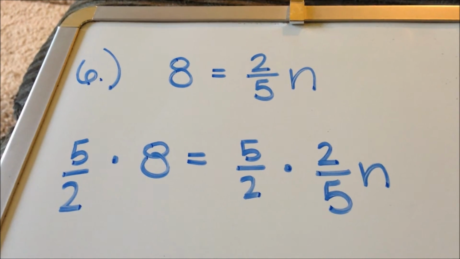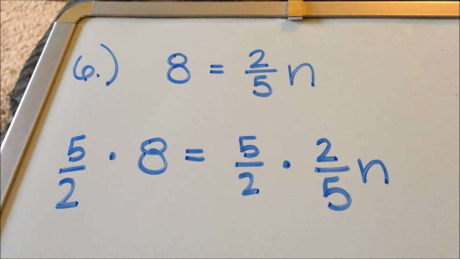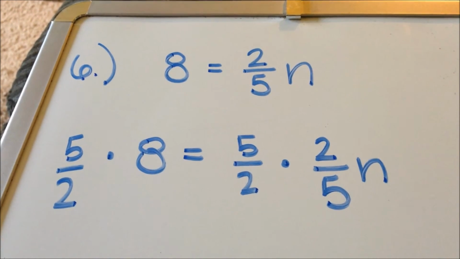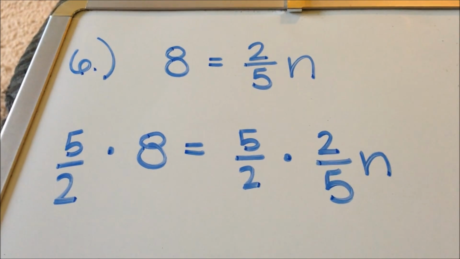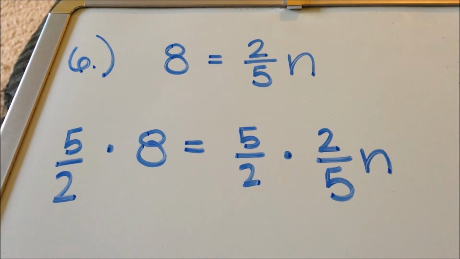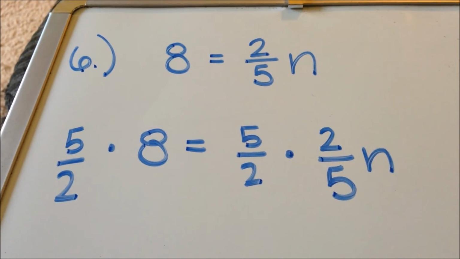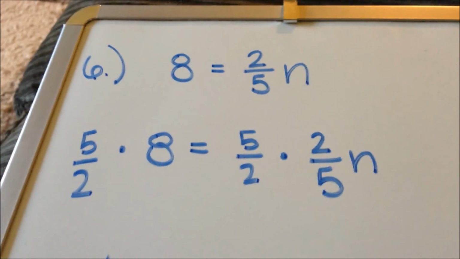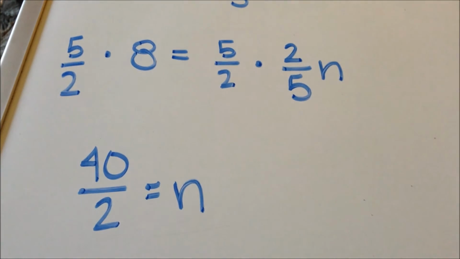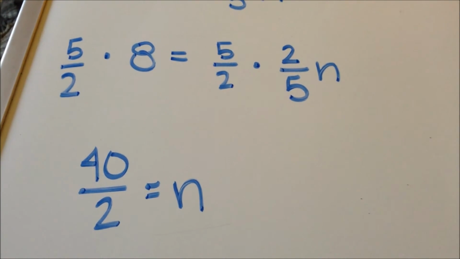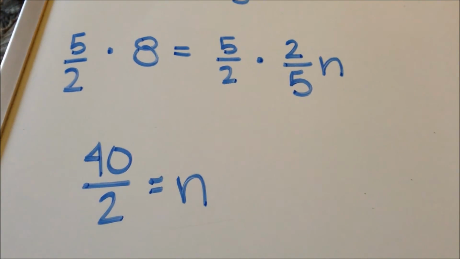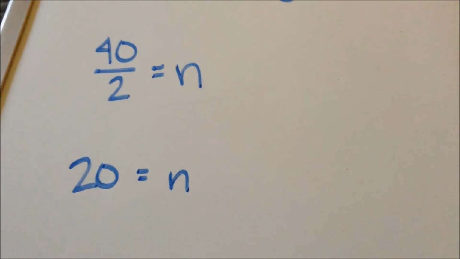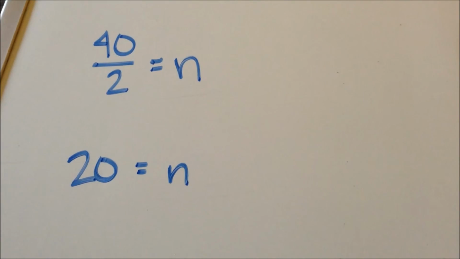Number 6, 8 equals 2/5 n. Again, we can multiply both sides of the equation by the reciprocal of 2/5 so that we get the n by itself. So we're going to multiply by 5/2 on both sides of the equal sign. We end up with 40 over 2 equals, that would technically be 10 over 10n, or just 1n, or just n. 40 over 2 reduces to 20. Our final answer is n equals 20.